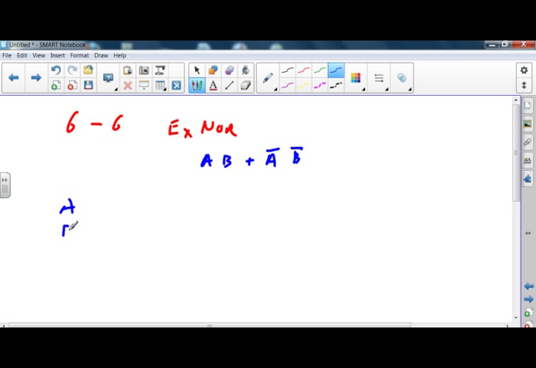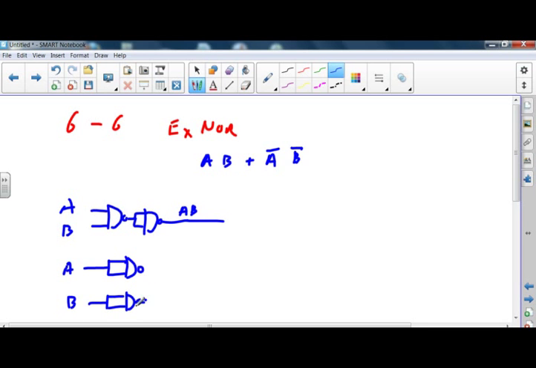All right, so I got A, B. I bring it into a NAND, and I invert it. So there's my AB sitting right there. I need an A naught, and the way I get that is doing that. And I need a B naught, and the way I get that is doing that. Now I've got an A naught there, and a B naught here. I want to AND them together, like that. So now I've got A naught B naught.